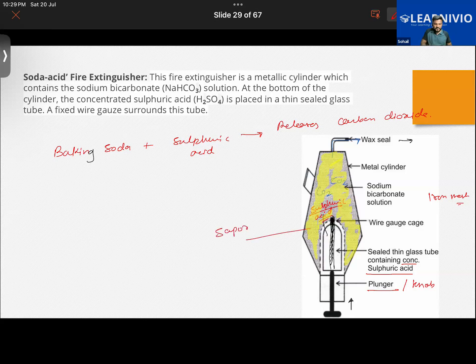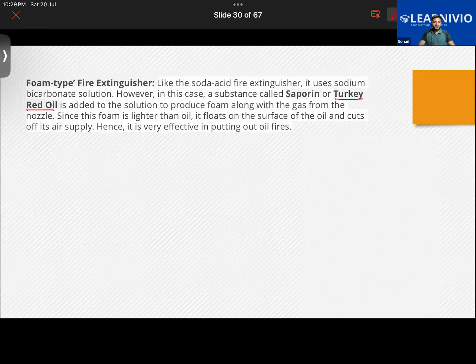So this whole setup would be the same, but here we would be adding some chemical called saponin. Now carbon dioxide gas will be released in this one also, but along with carbon dioxide gas, foam will also be released. Getting it now, Aisha, what I'm trying to say? So foam will also be released, and it will float on the surface of the oil.